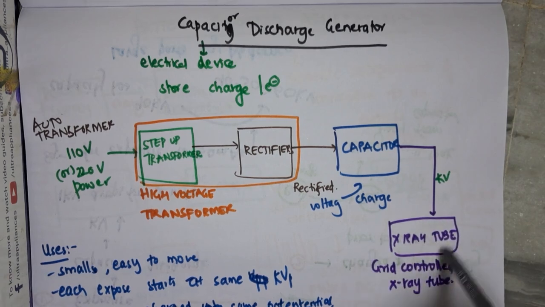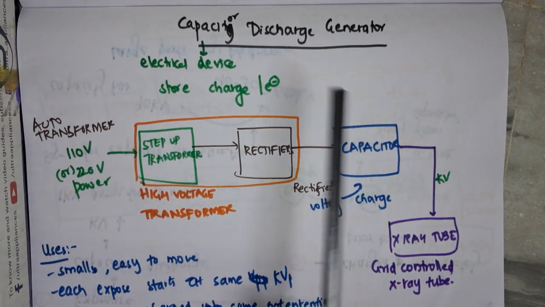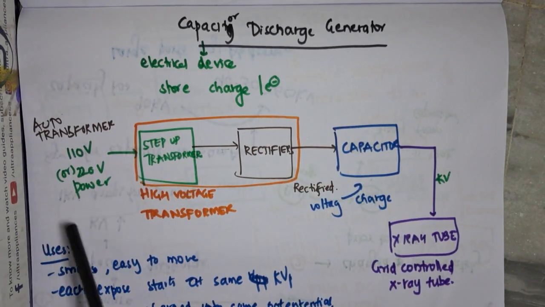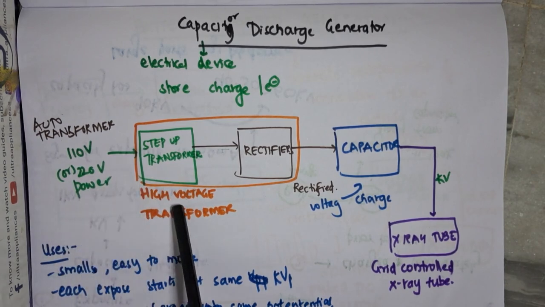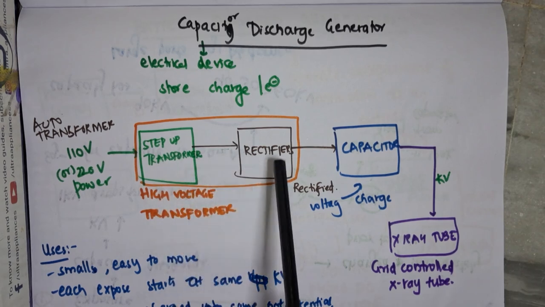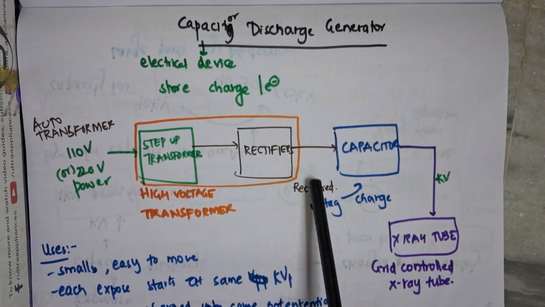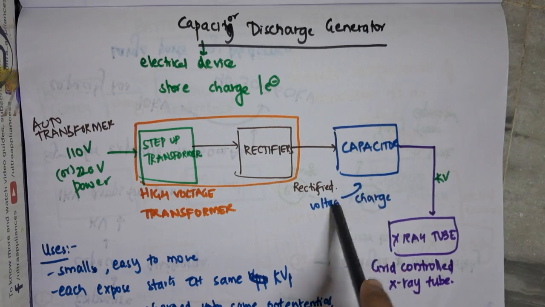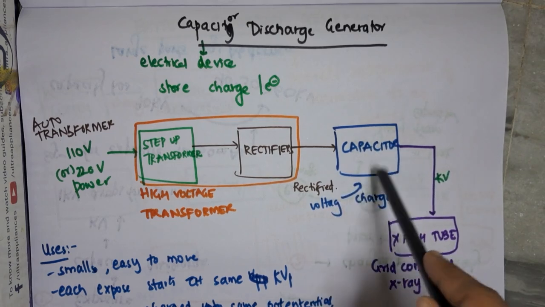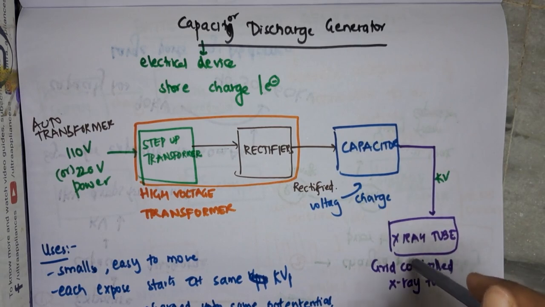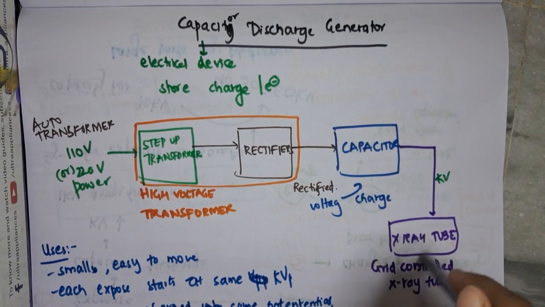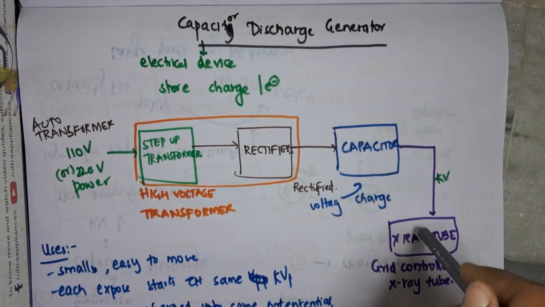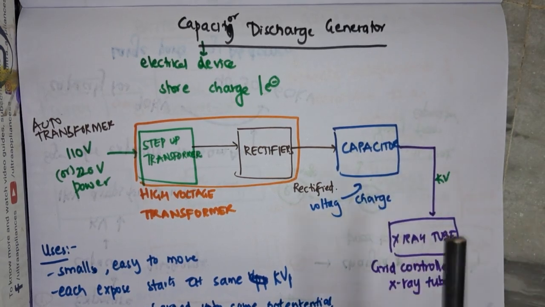That means in a grid controlled X-ray tube there will be a switch which allows the tube to either turn on or turn off. So what happens is that there is an auto transformer, and the voltage is given to the step up transformer. From the step up transformer the voltage goes to the rectifier. These rectifiers rectify the current, and this rectified voltage is useful to charge the capacitors. These capacitors get charged. Whenever the grid controlled X-ray tube is switched on, these capacitors give the charge and the X-ray will get exposed.